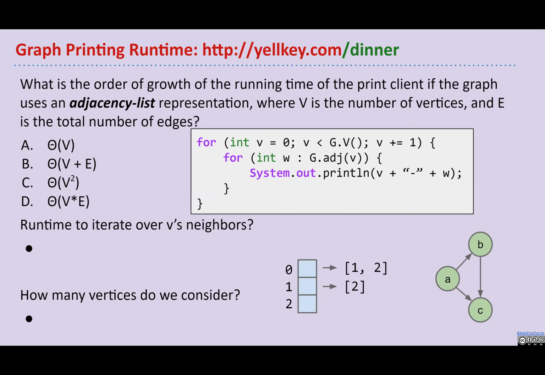Okay, here's the runtime that I think you'll especially not like, which is, what is the runtime of print if we use an adjacency list? Now, I want to point out one thing real quick, which is that E is the total number of edges in the entire graph. It is not the average number of edges per vertex. So here E is 3 because there are three edges. Okay, good luck. Try this question. We'll see how it goes.